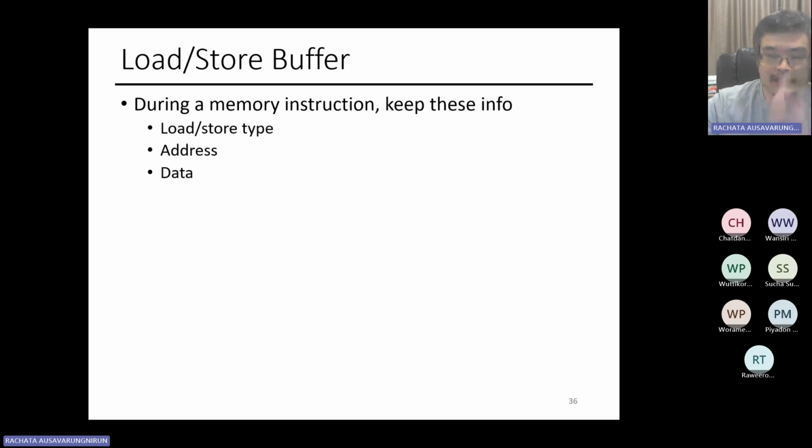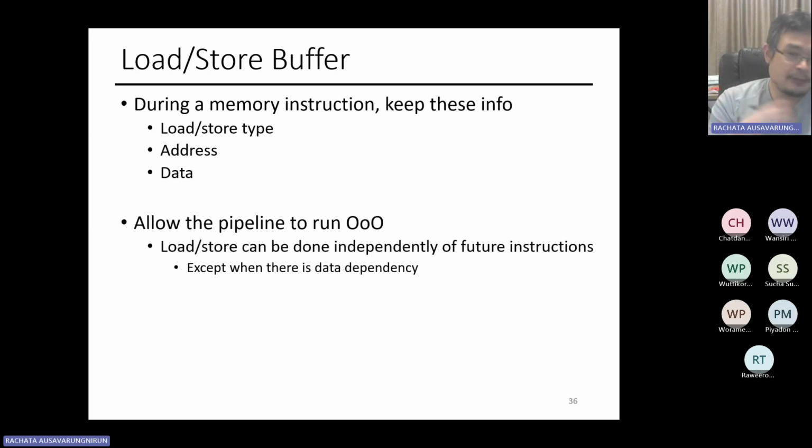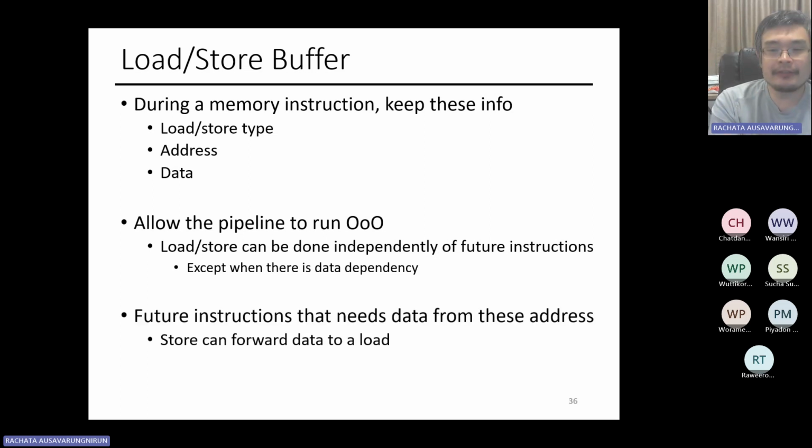So how do we implement this in hardware? You want to get the type: first of all, are we loading or storing to the memory? Then, what's the address of the load or store? And if I have the address, I also want to maintain the data associated with the load or store, and allow the pipeline to run in out of order mode. Load and store can be done independently of future instructions, except when there's a data dependency. And a future instruction that needs data from these addresses can get the store to forward the data to a load.